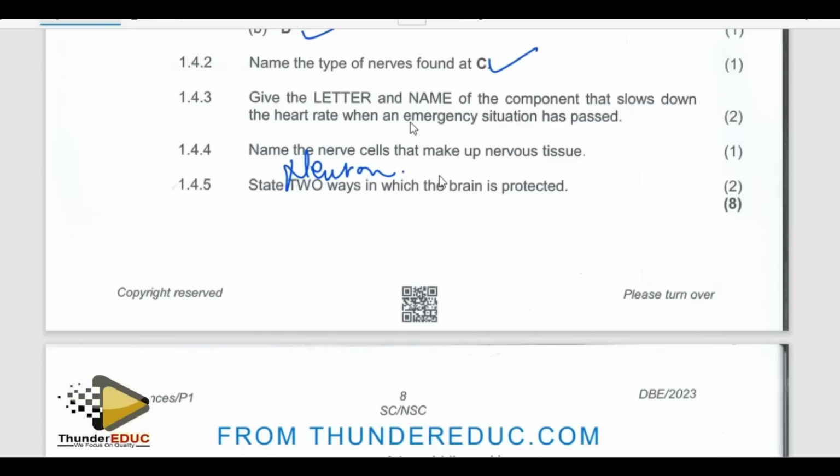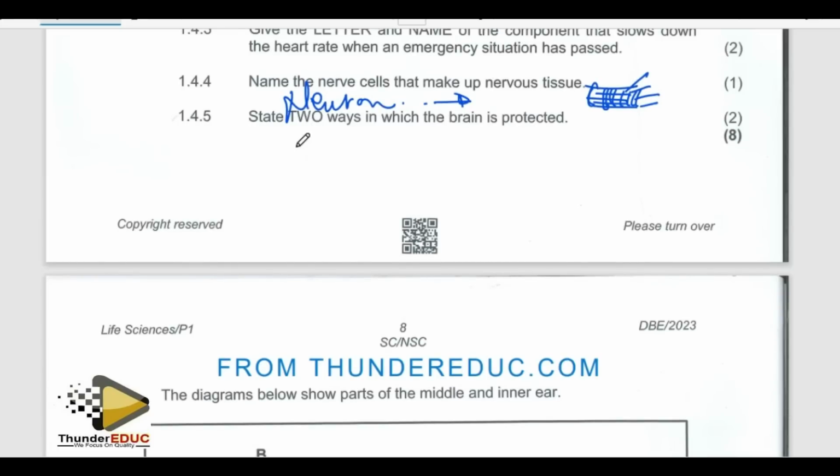Don't forget that when you say nerve, it's like a wire, the wire which transmits electricity. But if you check inside, it has small wires. Those small wires, we call them neurons. That's what they're asking for. So nerve and neuron are the same thing but at different scale. A neuron is very small, while a nerve is a big wire. So name the nerve cell that makes up the nerve tissue. That's what they are looking for.